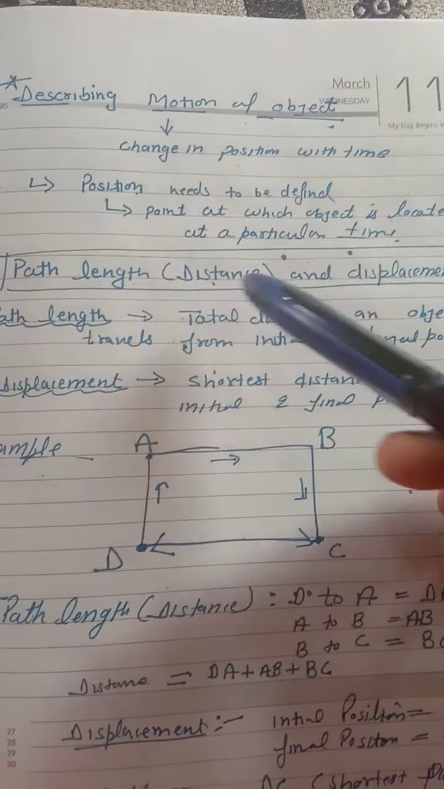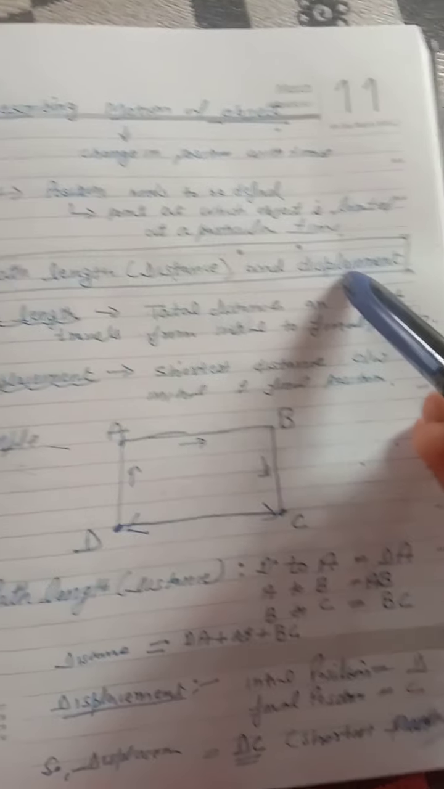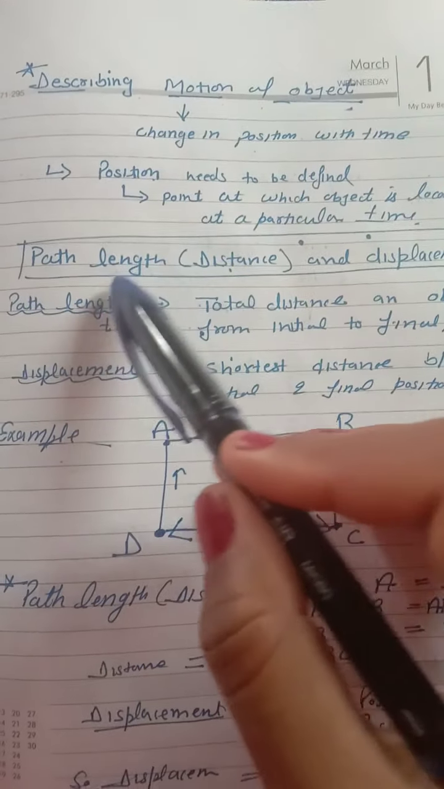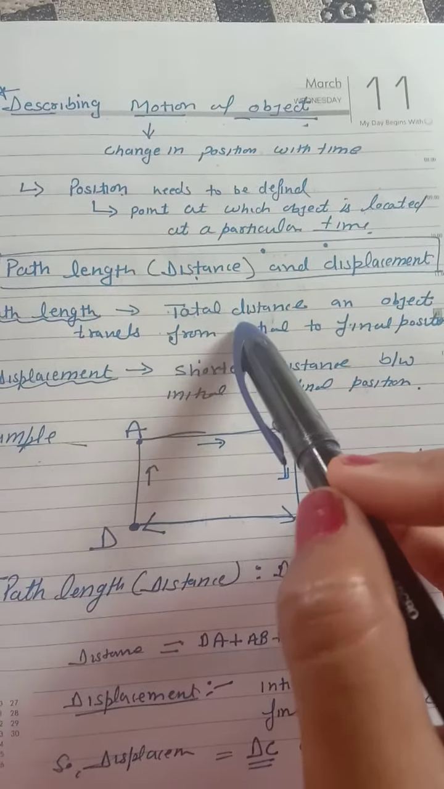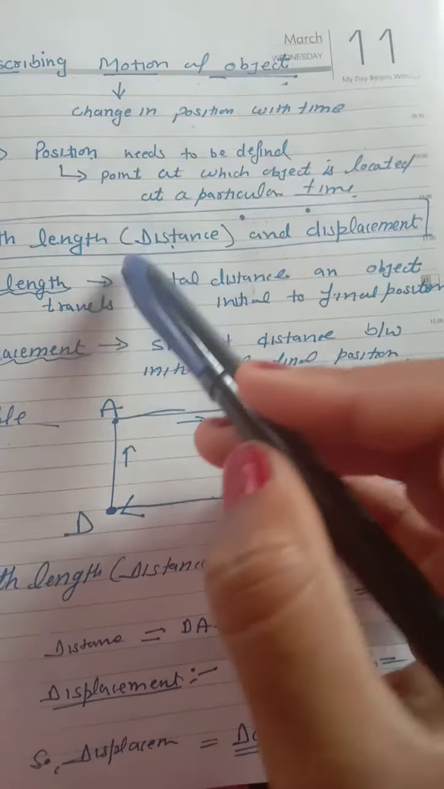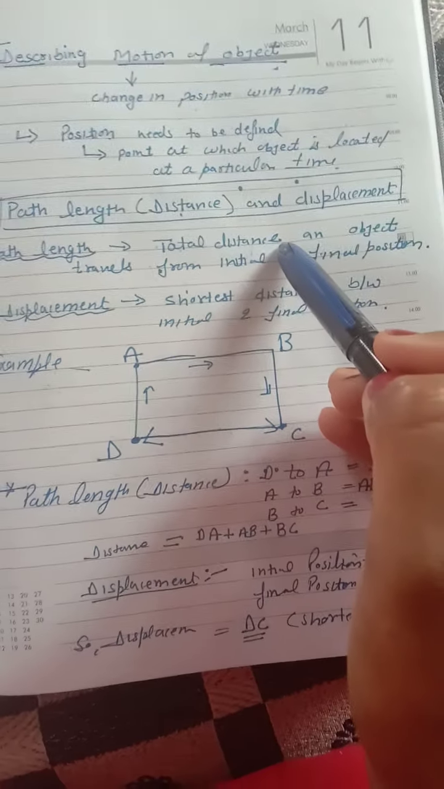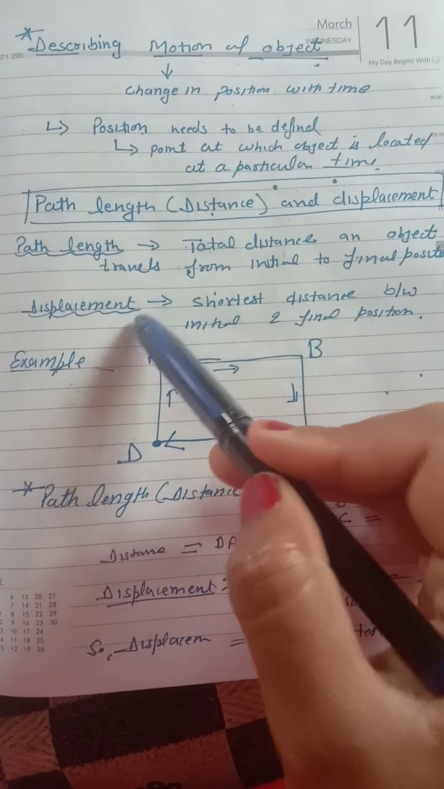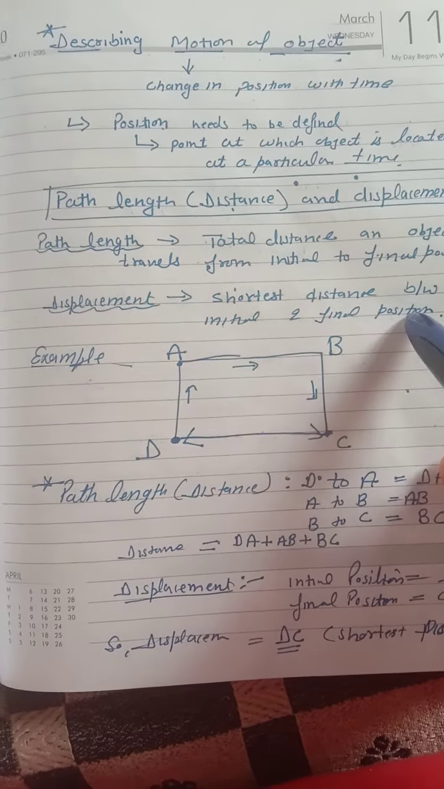Next is path length, which we also call distance, and displacement. Questions always come in the form of the difference between distance and displacement. So let us start with the first term, path length or distance. Path length means the total distance an object travels from initial to final position. Please pay attention: the word total distance is very important in this definition. It's the total distance an object travels. But displacement is not the total distance; it is the shortest distance between initial and final position.